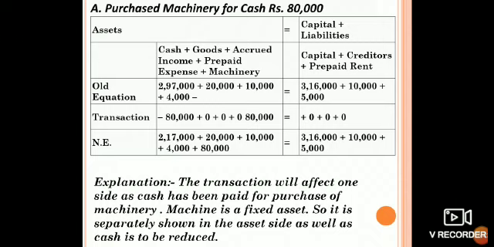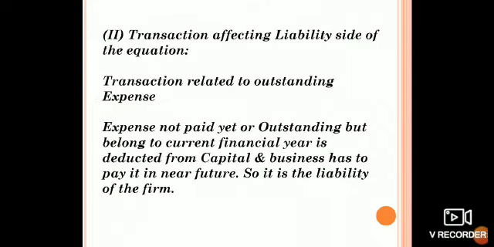The transaction will affect one side, as cash has been paid for purchase of machinery. Machine is a fixed asset, so it is separately shown in the asset side, as well as cash is to be reduced.